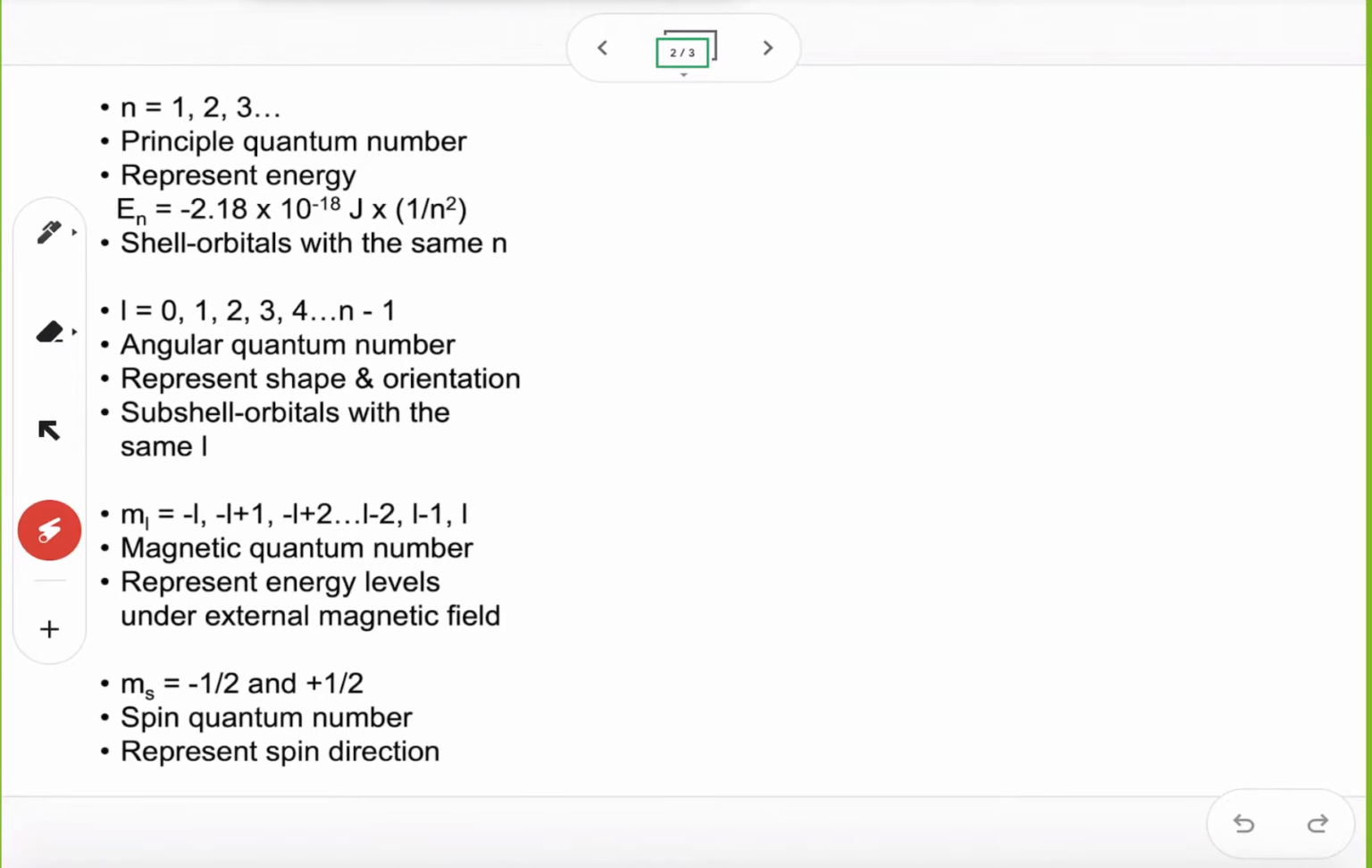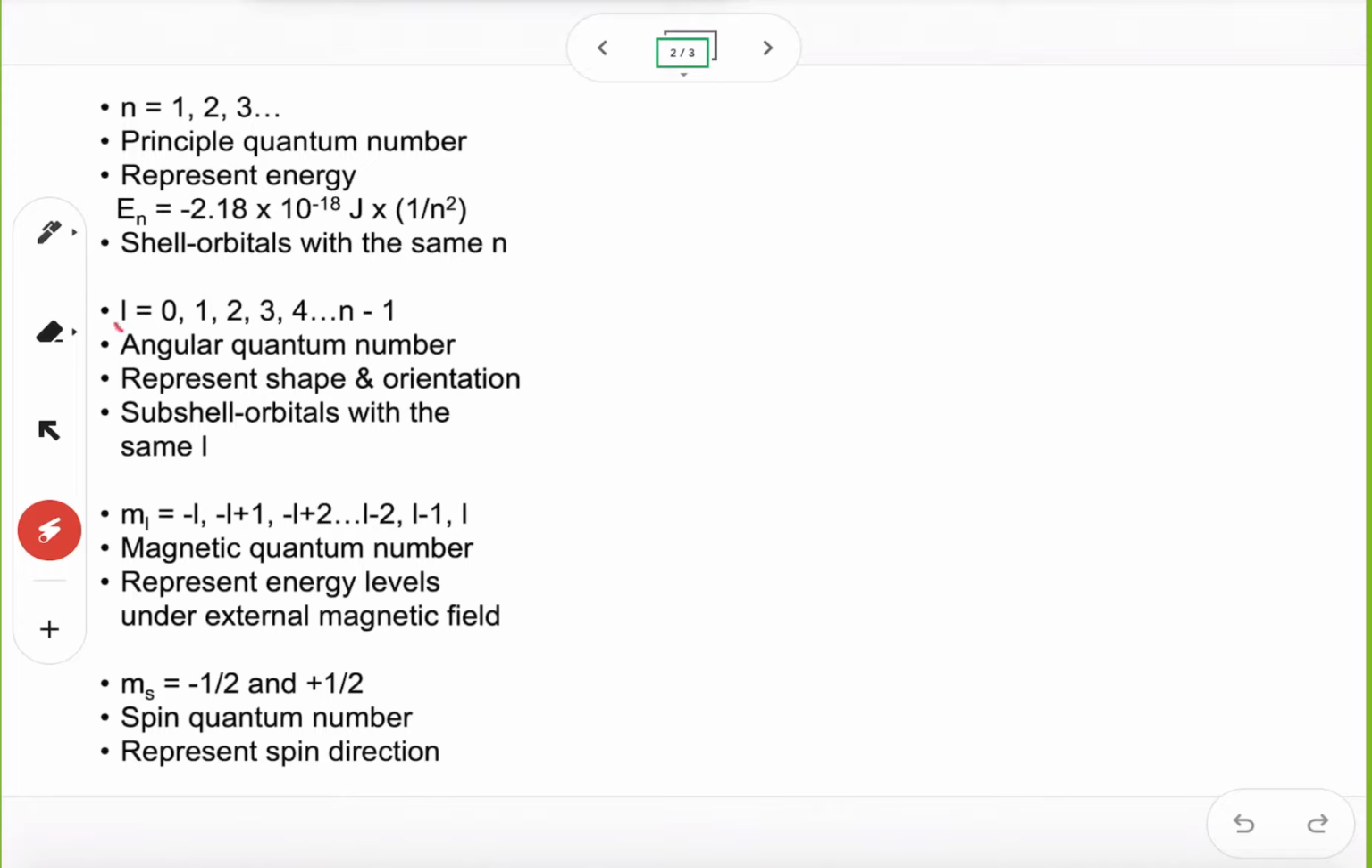Now, angular momentum quantum number. We use l to represent it. Remember, this is lowercase l, not the capital letter I. How do we define the values of l? l equals 0 or 1 or 2 until you reach n minus 1. In other words, the value of l is defined by the value of n. We will go through them later on by doing some simple calculation.